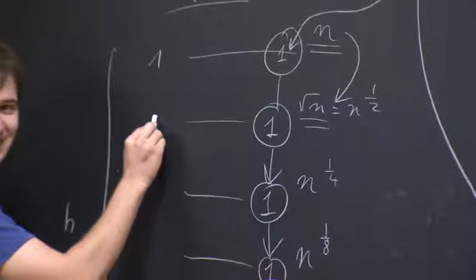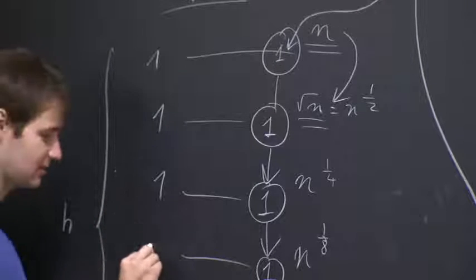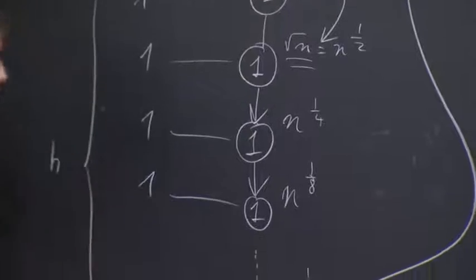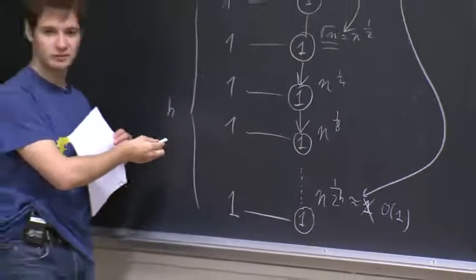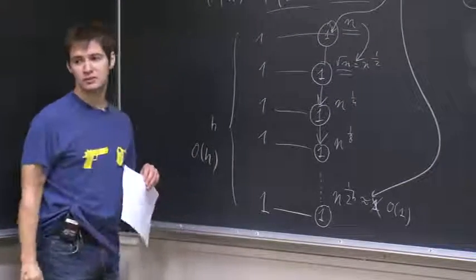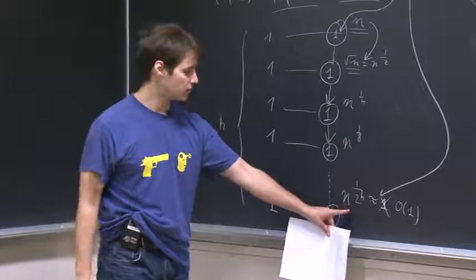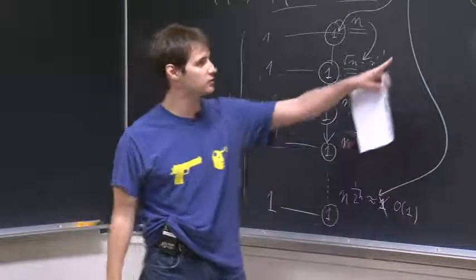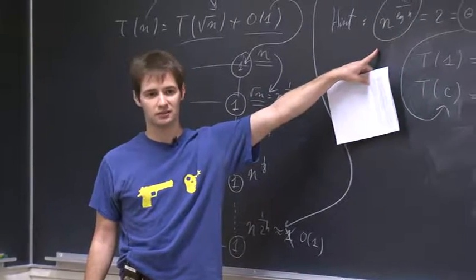Come on, guys. You're scaring me. One. Excellent. So the only thing that I'm missing is to know how many levels I have, because the sum is going to be order h, whatever h is. How do we do that? N to the 1 over 2 to the power of h has to equal this guy. Right?